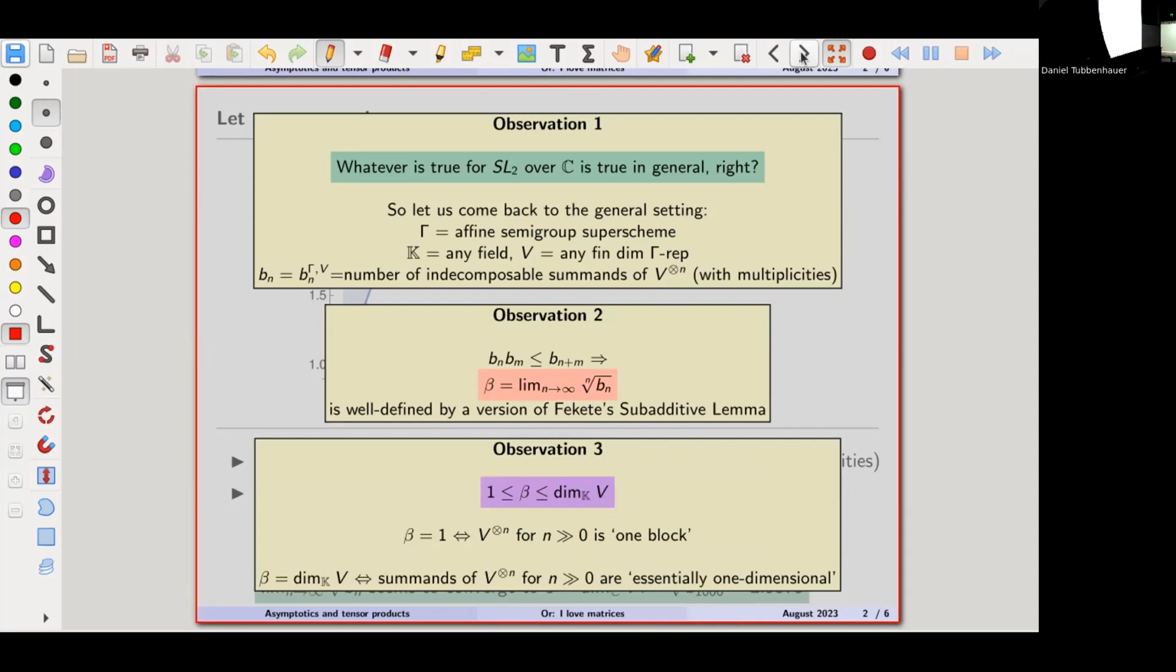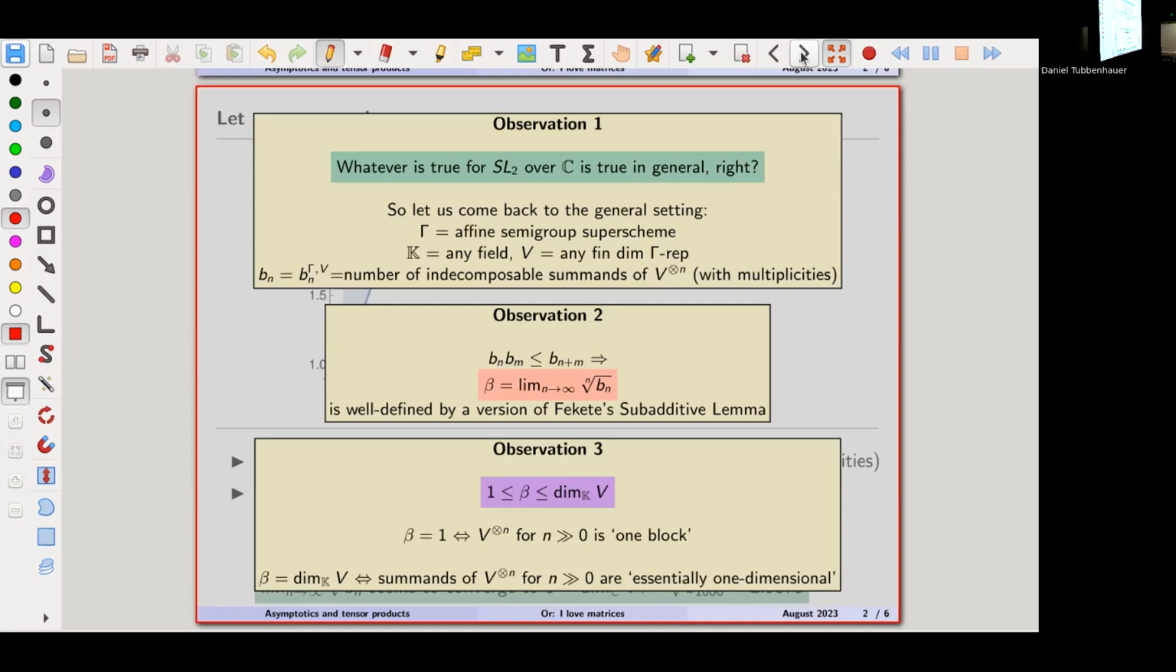Why can't it be, well, it certainly is at least 1. So 1 would mean my whole tensor product just has 1 summand, so it's just 1 block. But certainly can't get lower than 1. Dimension of V would mean everything is 1-dimensional, right? If I split my representation into just 1-dimensional things, I get dimension of V to the n. I take the nth root, so this is my upper bound. Right? So there are only 2 extreme cases: everything is 1 block, or everything is essentially 1-dimensional compared to the representation before.